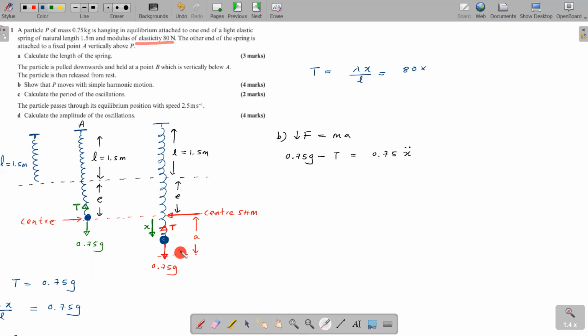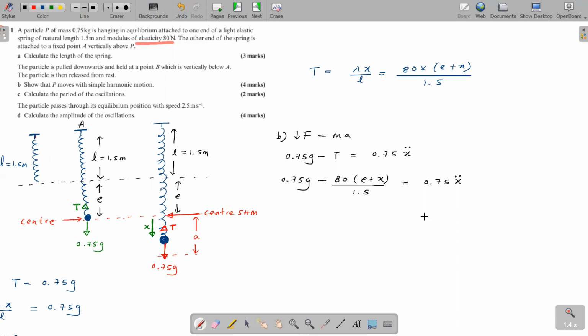So can I know how much the string has stretched beyond the natural length at this point? It's this E plus this X. Can you see E plus X? This is the distance the string has stretched beyond the natural length. So the extension is E plus X. This is clear. Divided by natural length is how much? 1.5. So let's input the values. 0.75 G minus tension is 80 into E plus X over 1.5 equals 0.75 X double dot.